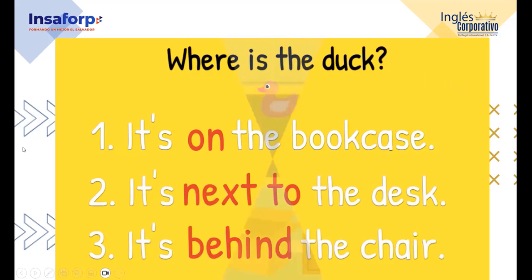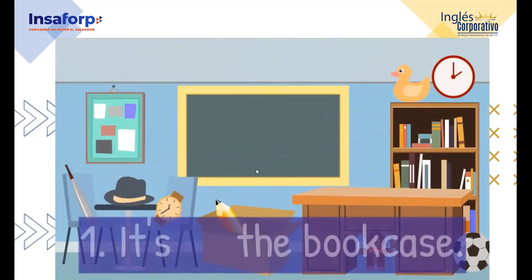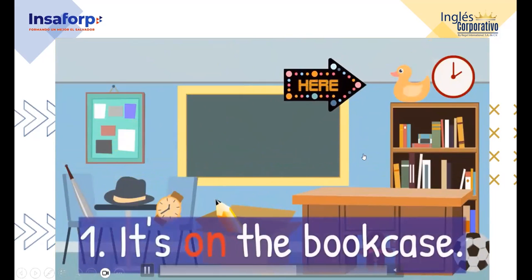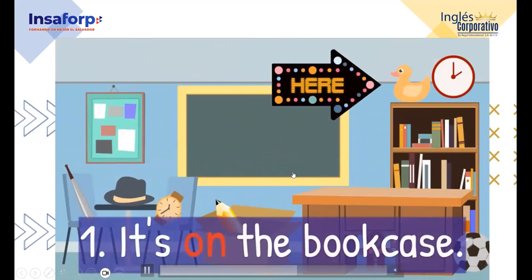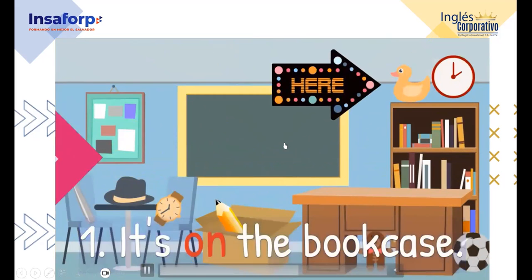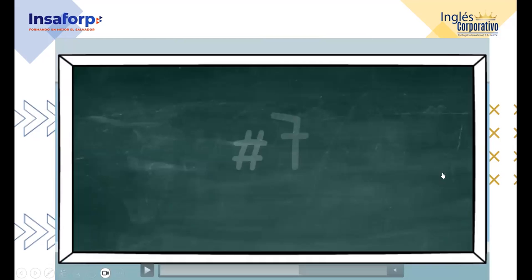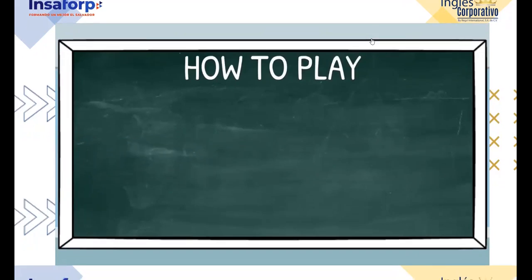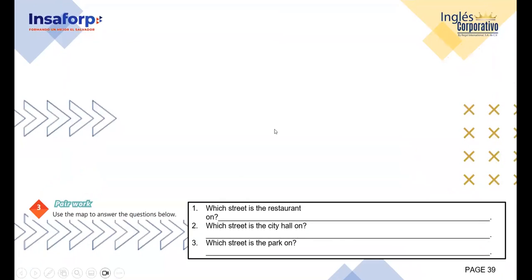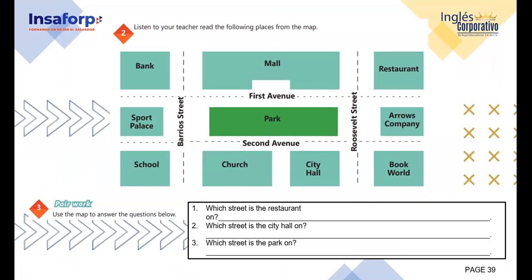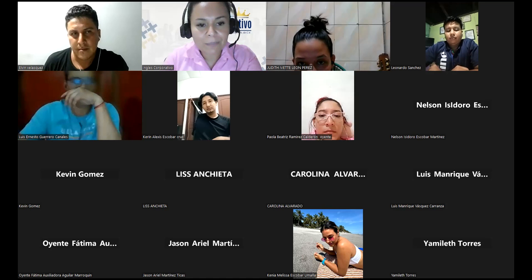Porque unos dijeron uno, and some of you say one, and the other one say two. Oh, it's number one. It's on the bookcase. But good try, mister. Estaba arriba. No se fijó el mister. Oh, my goodness. Don't worry. That's perfect, okay? Thank you very much. Okay, now we are going to continue. But before we continue, just give me 1 second. I just want to check something.